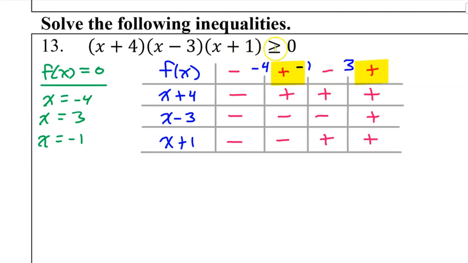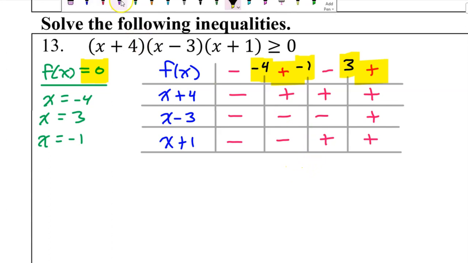Because it says greater than or equal to 0, I'm going to include the zeros themselves. And I just highlight them to remind me to do that. These zeros are where f of x is equal to 0, so they're going to be included in the solution. And I'm going to show that with brackets when I write the solution right now.